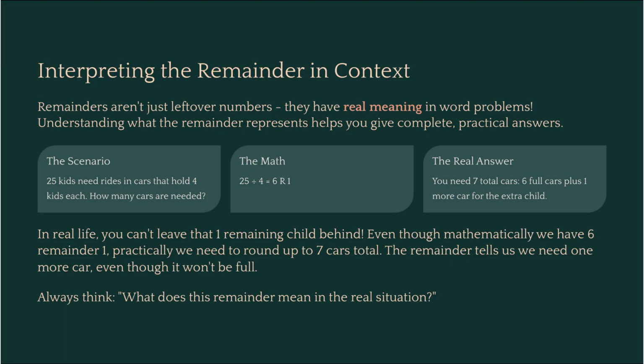Sometimes the remainder is the most important part of the answer. Take the scenario on the slide. 25 kids need to ride in cars that hold 4 kids each. 25 divided by 4 equals 6, with a remainder of 1. This means you need 6 full cars, but you still have 1 child left over. To solve the real-world problem, you actually need 7 total cars, 6 full ones, and 1 more for the single child. Always think about what the remainder means in context.